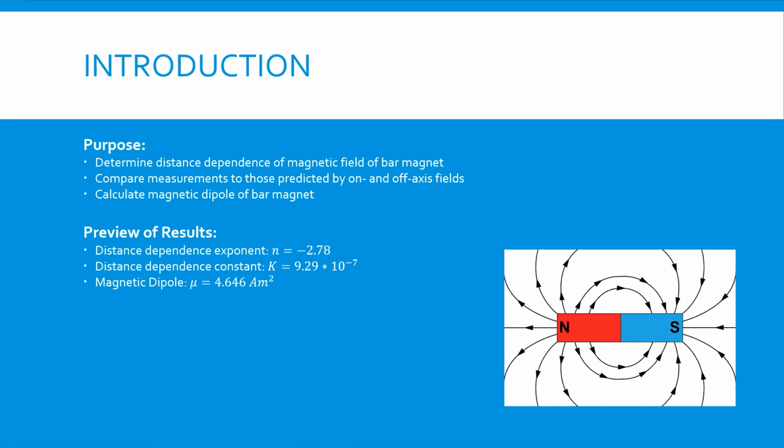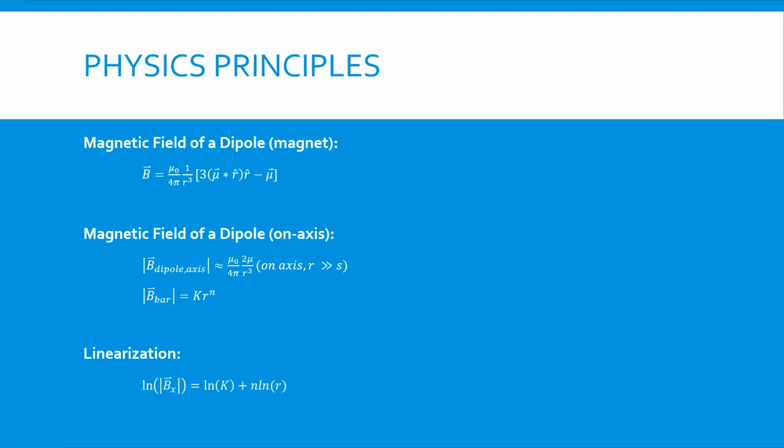Based on the distance dependence equation, the exponent n was calculated to be negative 2.78. The combination of constants and parameters, k, was 9.28 times 10 to the negative 7th, and the magnetic dipole was 4.646 ampere meter squared.